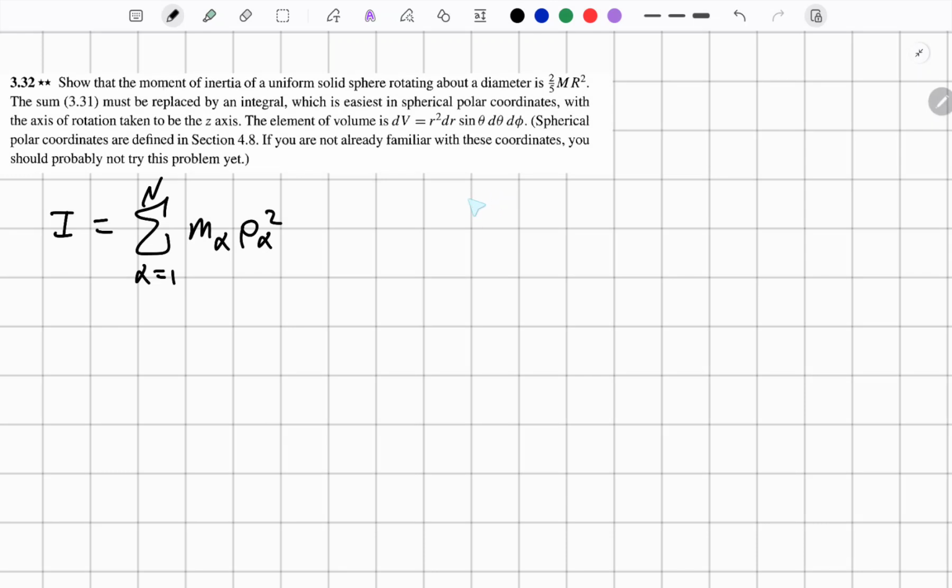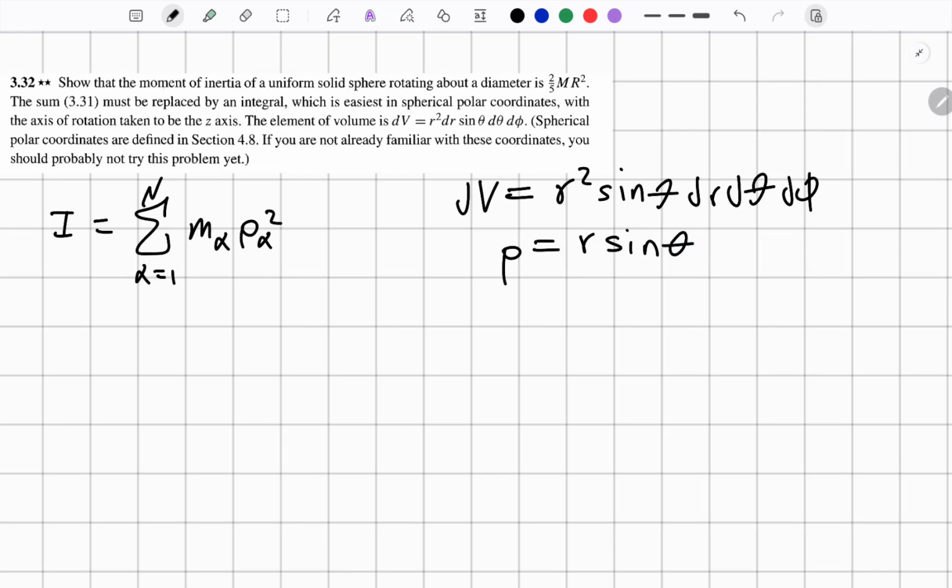To do this, we're going to need to use spherical polar coordinates. dV is going to be r squared sine theta dr d theta d phi. And another useful thing is that rho is r sine theta. Now, the way you may have learned this in calculus is actually reversed. Theta will be phi, and r will be rho, and vice versa.